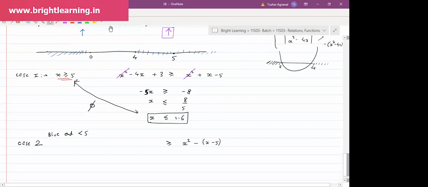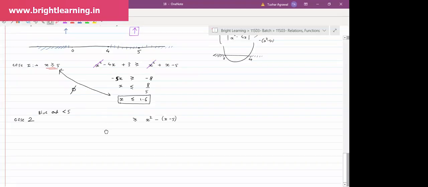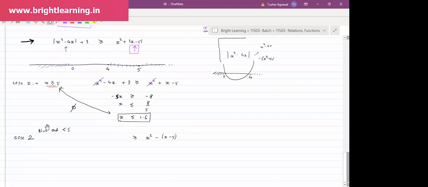Less than 5 and in the blue interval. So my RHS is sorted out. What is my LHS? In the blue interval and less than 5. So my modulus of x square minus 4x is x square minus 4x only. Plus 3 will remain as it is. So this is my answer.